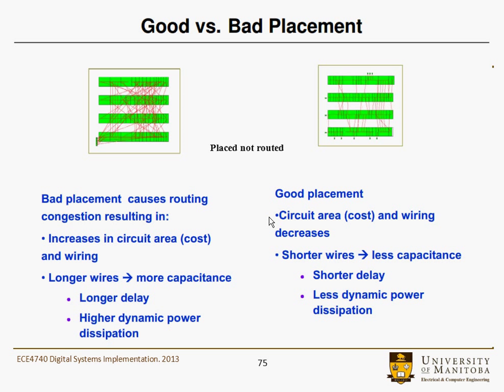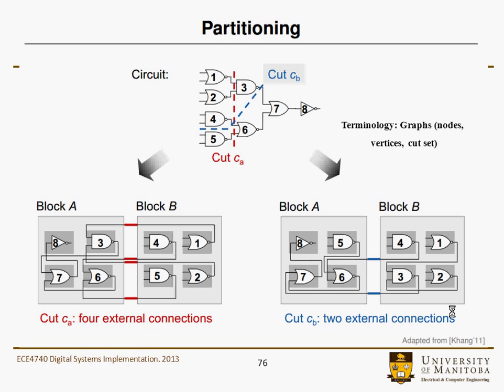A good placement, on the other hand, the circuit area and the cost in wiring would decrease, and the shorter wires would lead to less capacitance, shorter delay, less dynamic power dissipation. So here's an example of two different partitions for that circuit that we showed previously. One was cut A and the other was cut B, and it shows in one case you have fewer wires than the other. So somewhat obvious that the placement is going to be dependent upon where you make those cuts.